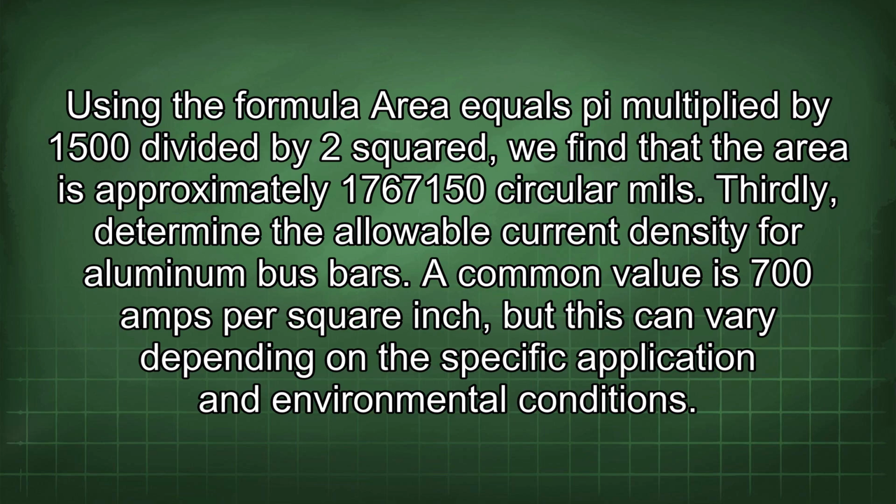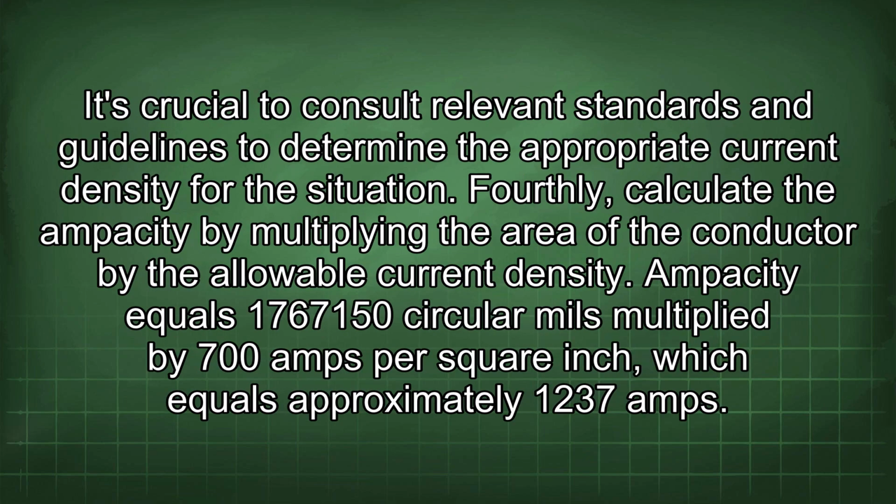A common value is 700 amps per square inch, but this can vary depending on the specific application and environmental conditions. It's crucial to consult relevant standards and guidelines to determine the appropriate current density for the situation. Fourthly, calculate the ampacity by multiplying the area of the conductor by the allowable current density. Ampacity equals 1,767,150 circular mils multiplied by 700 amps per square inch, which equals approximately 1237 amps.